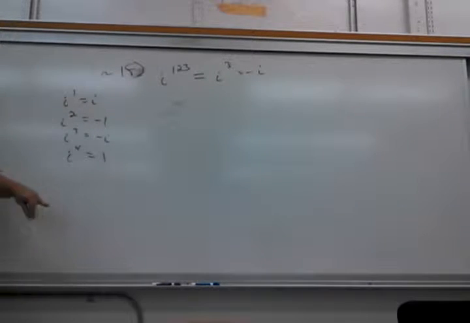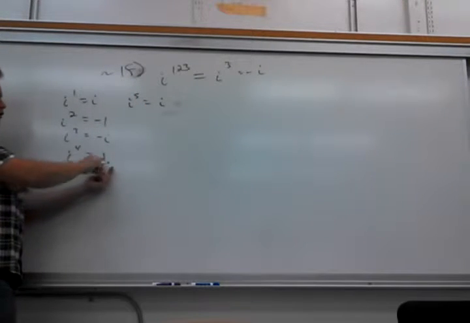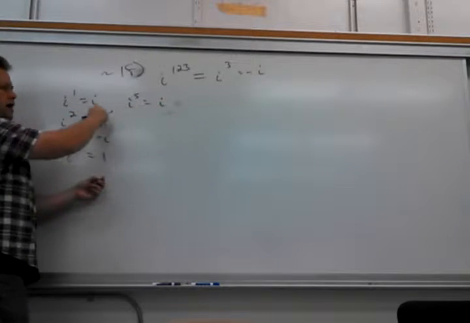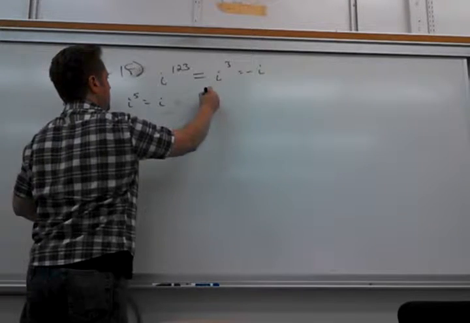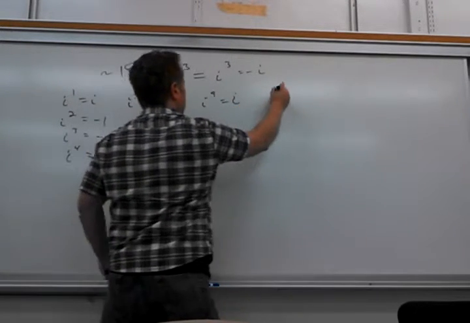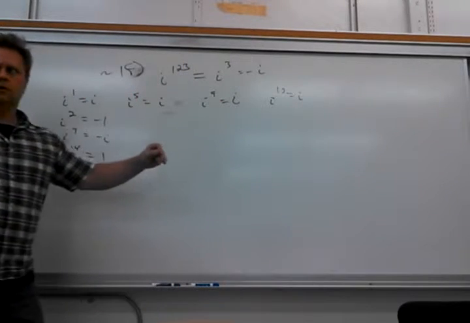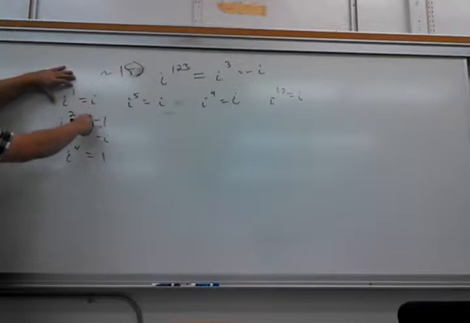So i to the 5th would be i again, because i to the 4th is 1. When I multiply by 1 more i, I get 1 times i. It starts at i again. So 4 later, it starts at i. 4 later, it starts at i again. Does that make sense? Is everybody cool with these first 4?